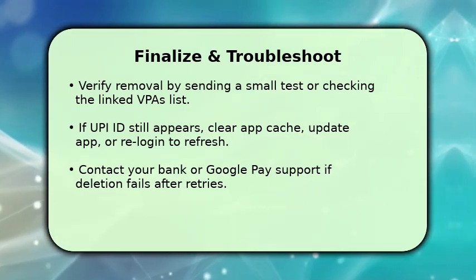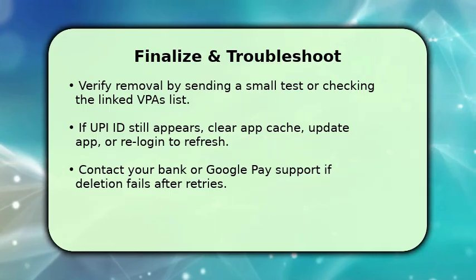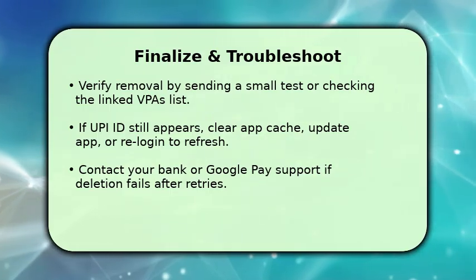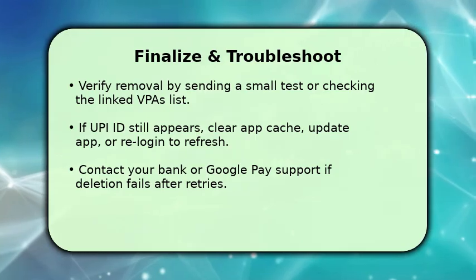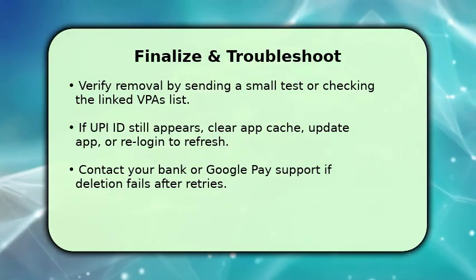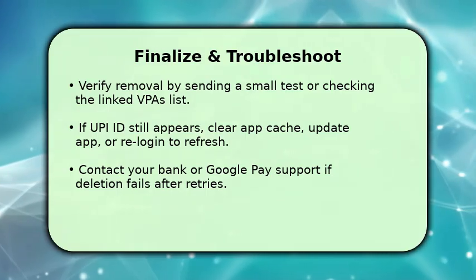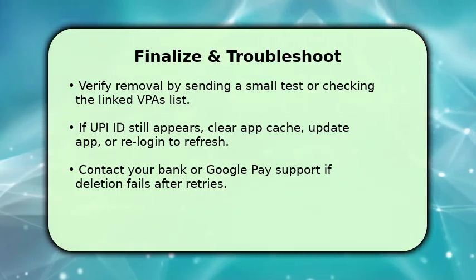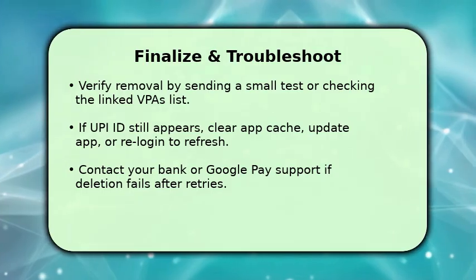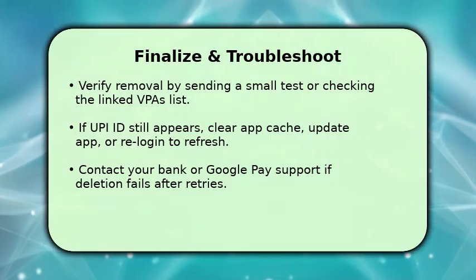If the removed ID still appears, clear Google Pay cache, update the app, or sign out and sign back in to force a refresh, because sync delays can show stale entries. If deletion repeatedly fails, contact your bank to unlink the VPA server side or reach Google Pay support. This resolves stuck VPAs.